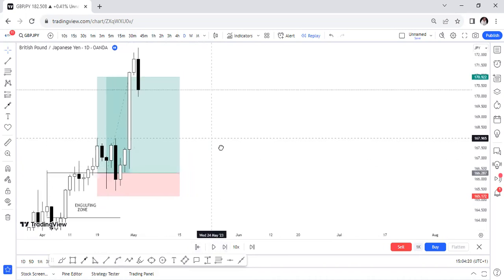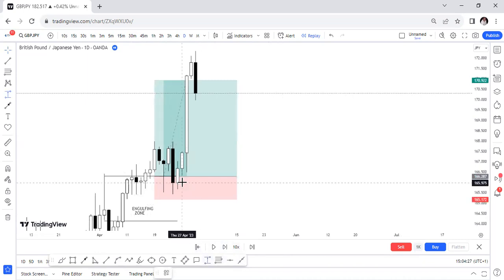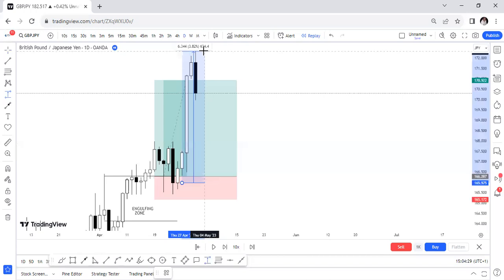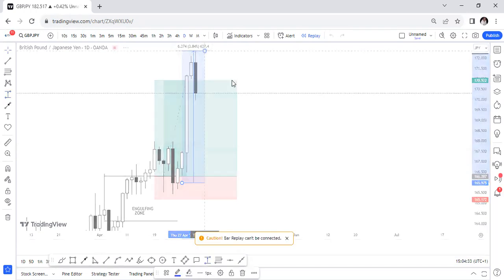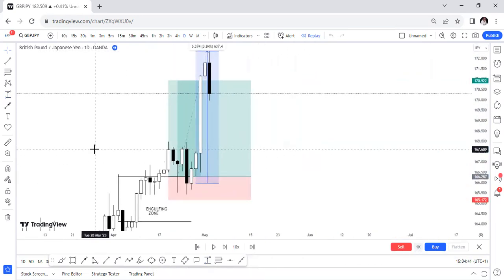I see the big pull. That's a big pull, almost about 637 pips. 637 pips. Yeah, this in just 4 days. Just 637 pips. Then you put your DC.